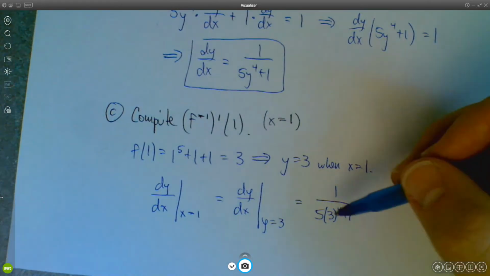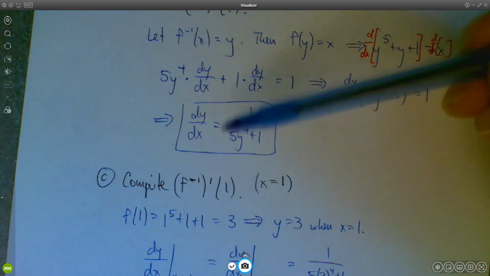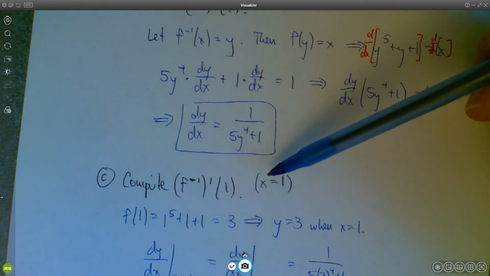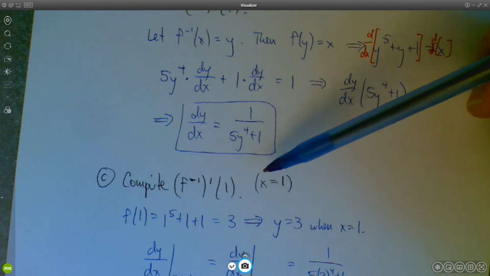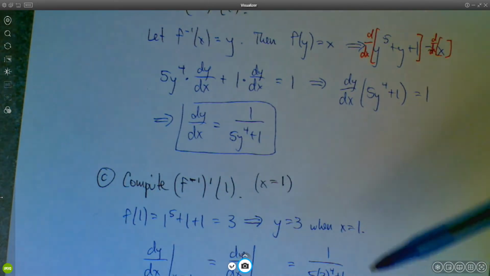Did I make a mistake? That seems odd to me. What did I do wrong here? 1 to the fifth plus 1 plus 1 is 3.